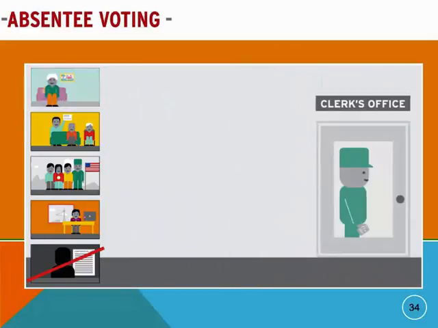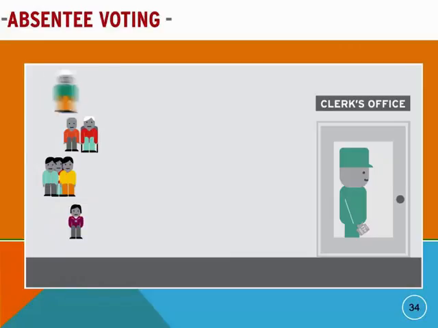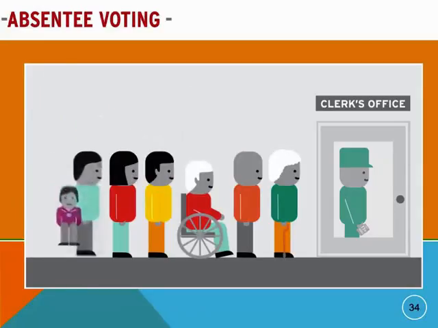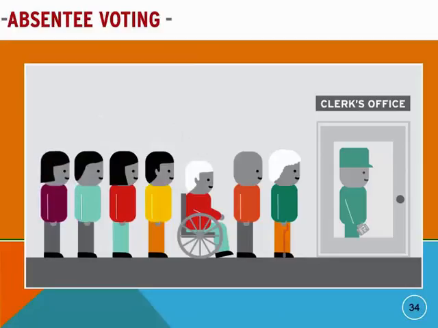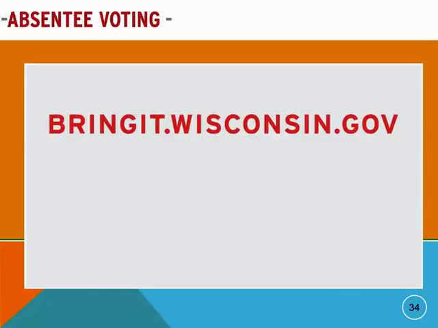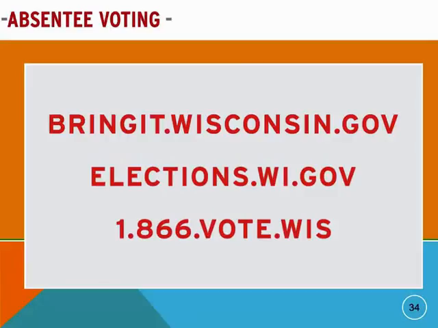For all other absentee voters, these exceptions to Wisconsin's new voter photo ID law only apply to those ballots sent in by mail. Vote at the polls or your municipal clerk's office, and you'll need to show the right photo ID. Absentee voters can find out more at bringit.wisconsin.gov. Sponsored by the Wisconsin Elections Commission. Also find us online at elections.wi.gov. Thank you.